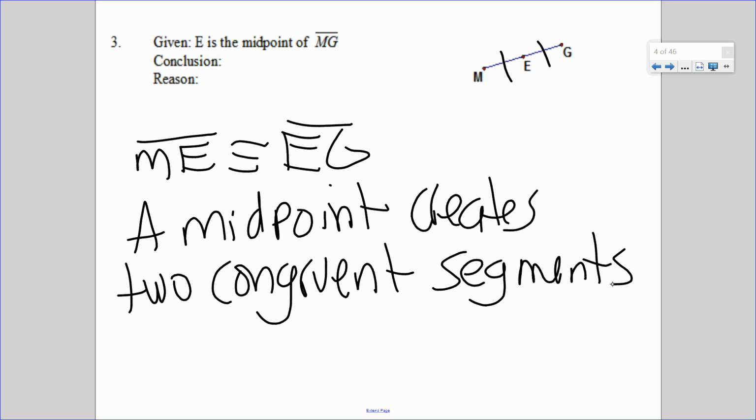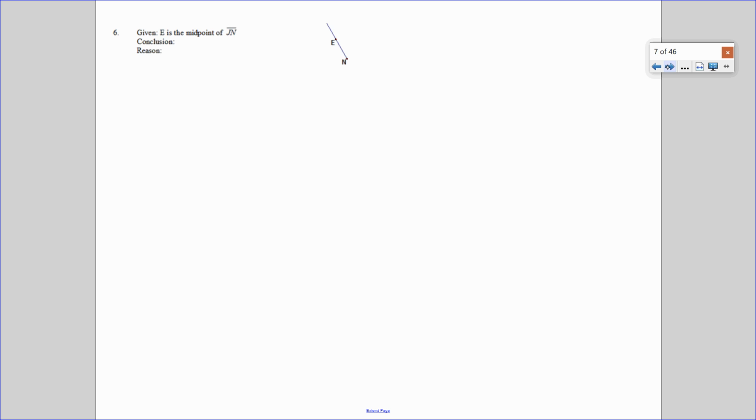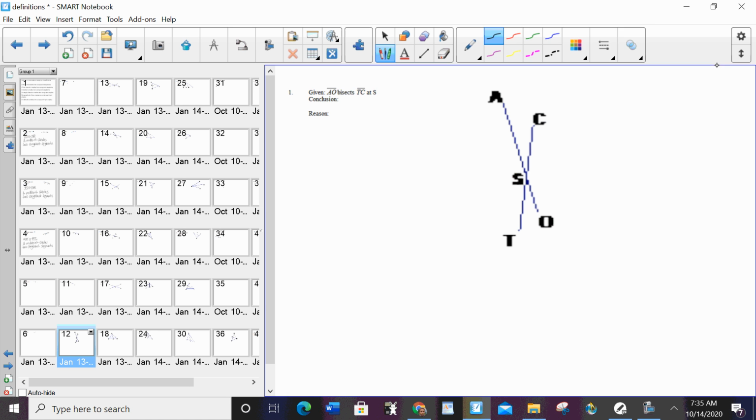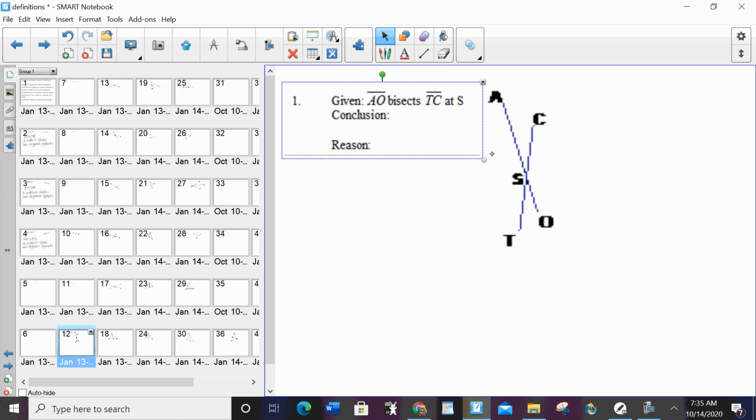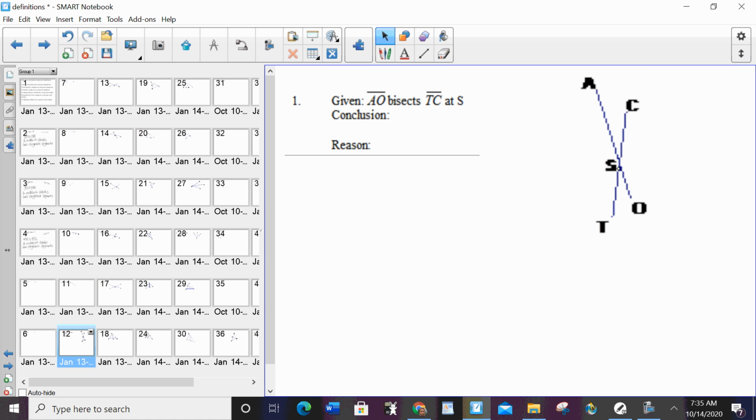All right, so that's it for midpoint. Let's move ahead to line bisector. So let's talk about the English language. AO bisects TC. Well, let's get to the English language in a moment. Bisect. What bisect means is cuts in half. In general, the word bisect means to cut in half. So the question is, what's being cut in half?